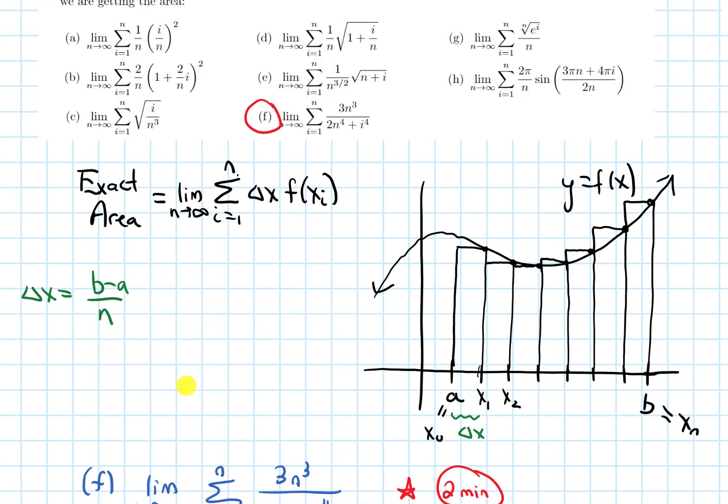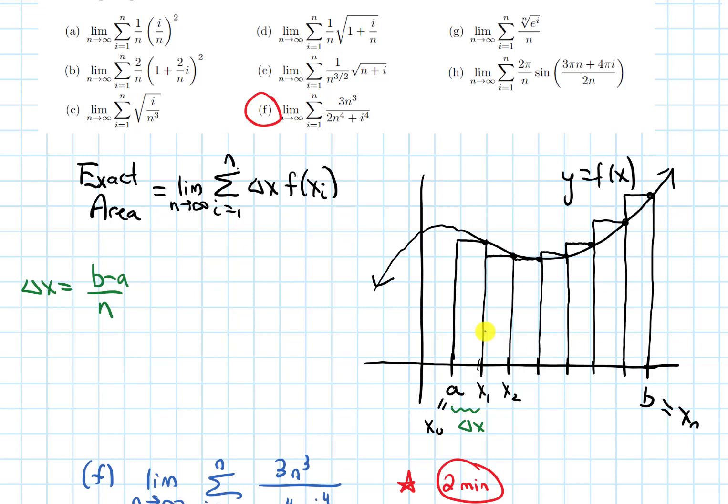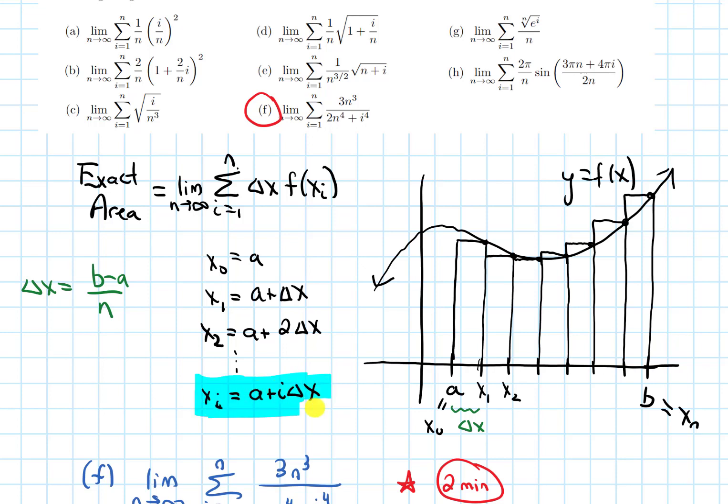The other thing I'm going to need to handle these types of problems is how to figure out x sub i. I first write out x naught, which is a, and then x1 is a plus delta x. x2 would be a plus 2 of those delta x's. If I keep going like this, x sub i would be a plus i delta x, using that pattern. So that is x sub i, and I'm going to highlight that.